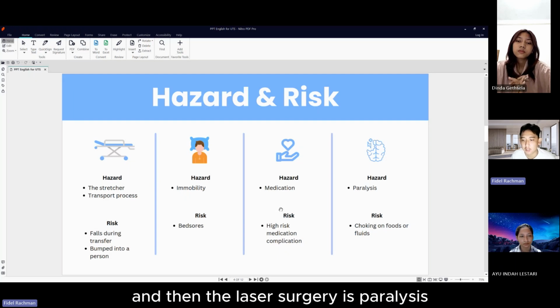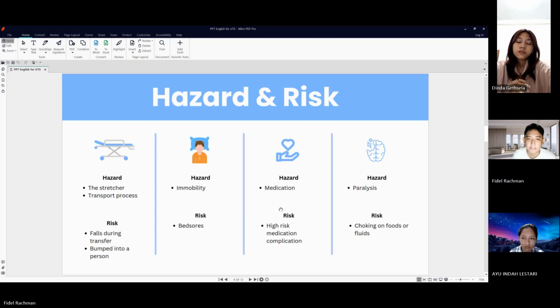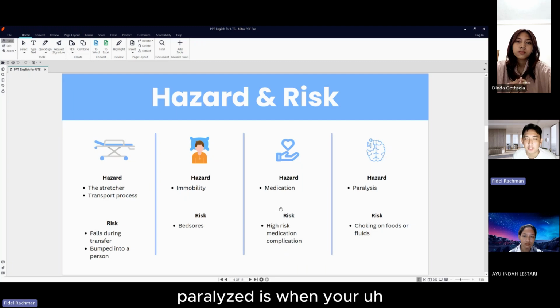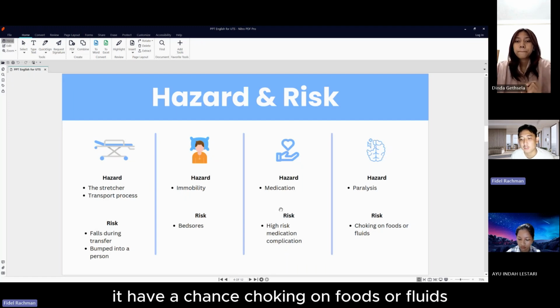And then the last hazard is paralysis, and the risk is choking on food or fluids. If parts of your body cannot move very well, paralysis is when your strength is weakened, so there is a chance of choking on food or fluids.